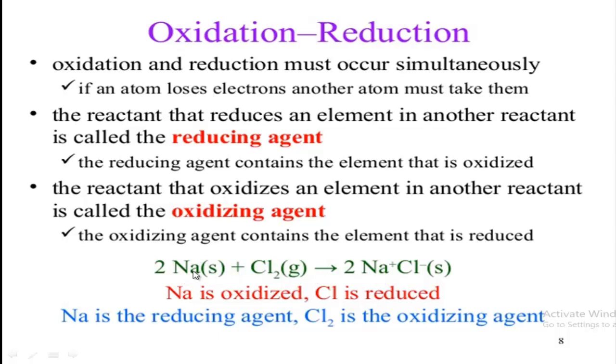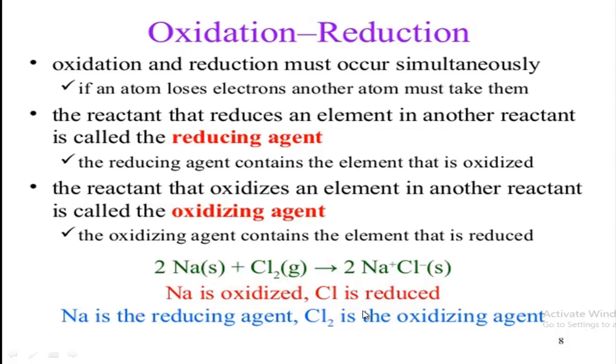What is the oxidation number change? Here sodium is 0, chlorine 0. After the reaction, sodium is converted into +1, chlorine -1. That means the oxidation number of sodium is increased and the oxidation number of chlorine is decreased here. So sodium is oxidized and chlorine is reduced.